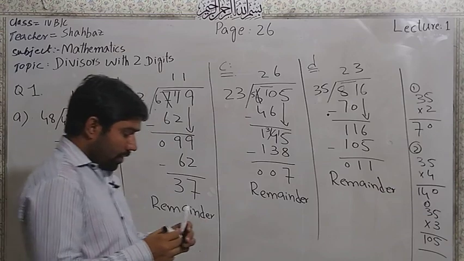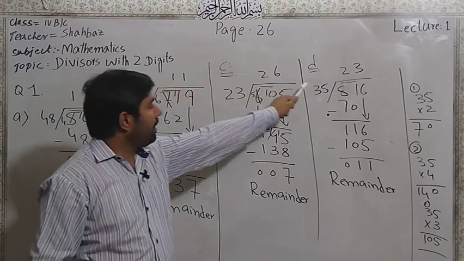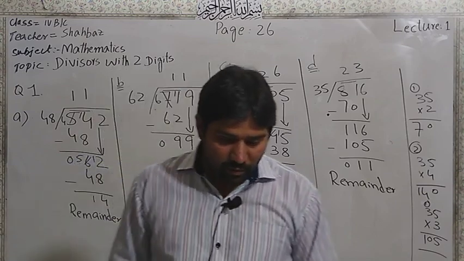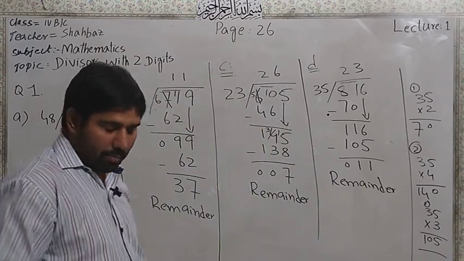Okay, dear students, I did 3 parts: A, B, C, and D. Another 4 parts are homework: E, F, G, and H. And we will come to next question number 2.